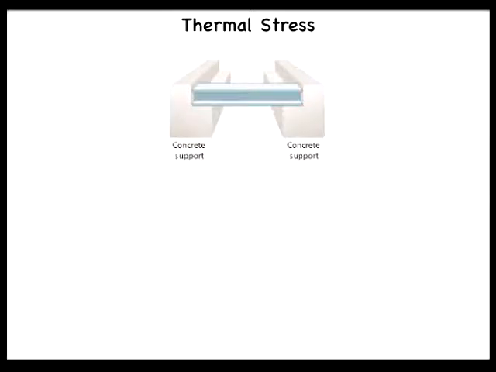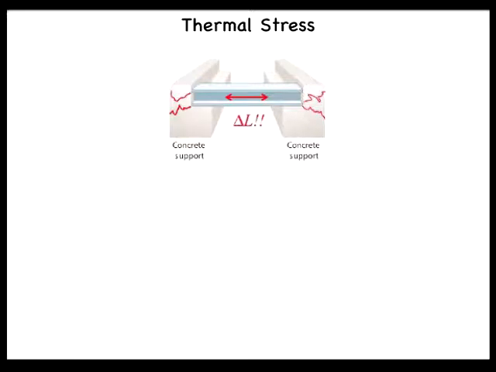If the temperature of the beam increases, but that of the concrete does not, or if the coefficient of linear expansion of the concrete is smaller than that of the beam, a force will be exerted on the concrete by the beam. Another way to look at it is as follows. If the concrete supports were not there to impede it, the beam would expand by an amount delta L equal to alpha L0 delta T, where alpha is the coefficient of linear expansion of steel.